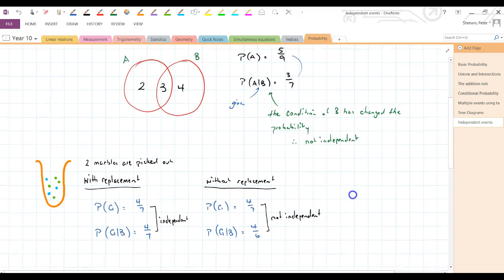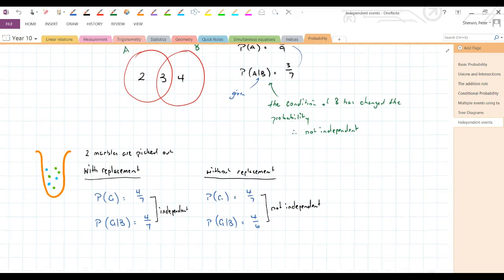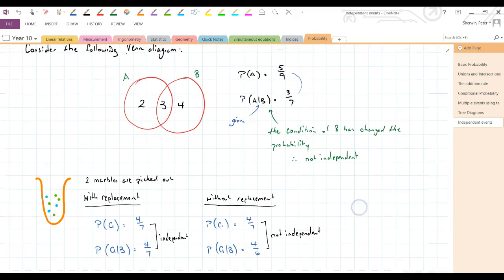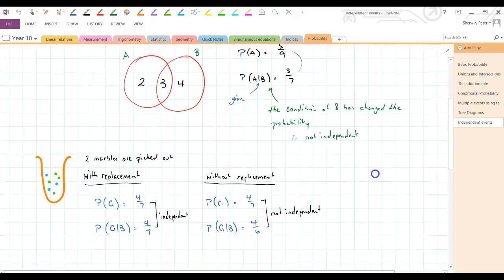Just scrolling down to another example, I apologise if I'm going too fast here. You might want to pause. The way to run through this would be to listen to what I've got to say, then pause the screen and write down the notes, and then go for it again.